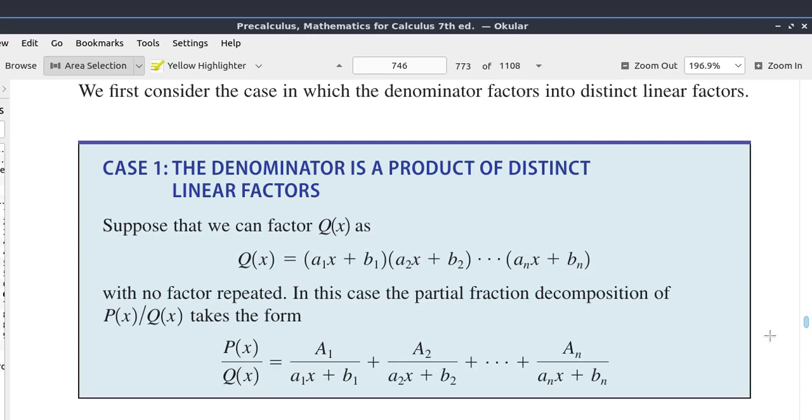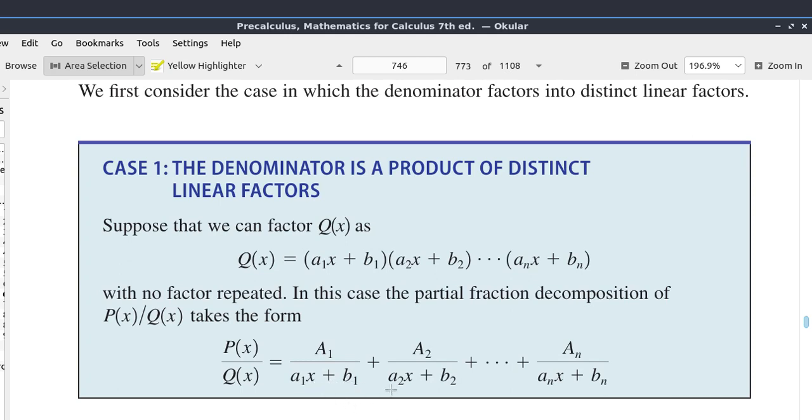We're looking at partial fractions and the format that the partial fraction is written in, depending on the type of denominator. This is page 746 of the e-book, Pre-Calculus, Mathematics for Calculus, 7th edition. Now, this is case 1, when the denominator is of distinct linear factors. Linear factors meaning in the form of a number times x plus a number. Alright?